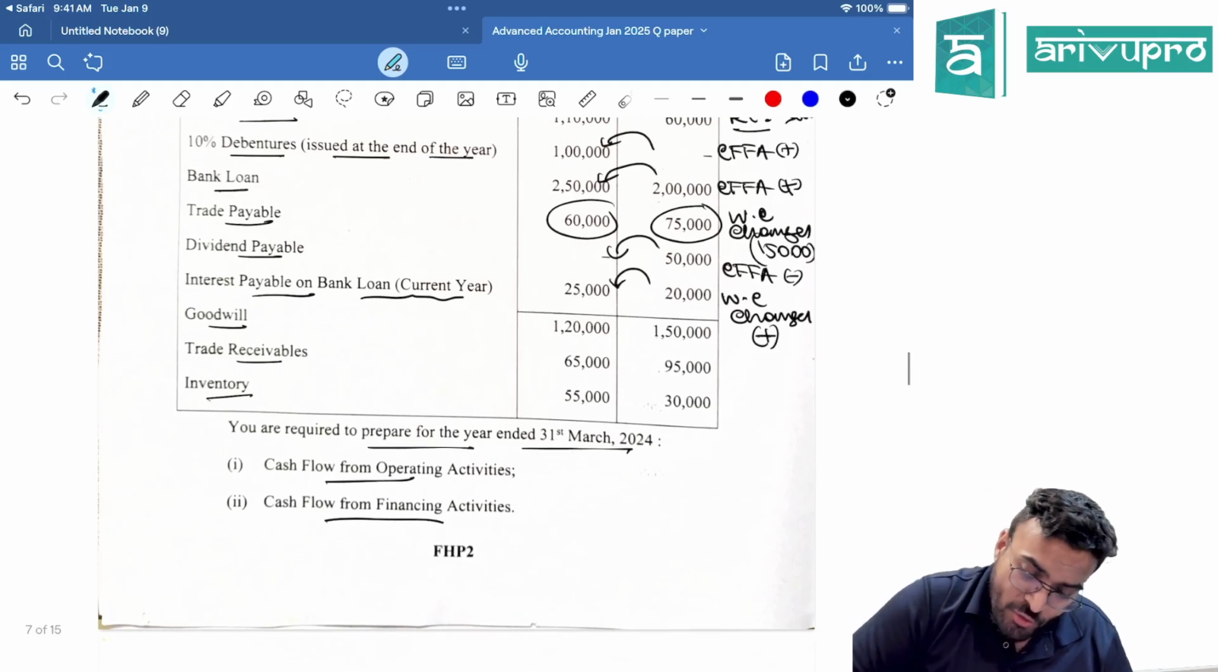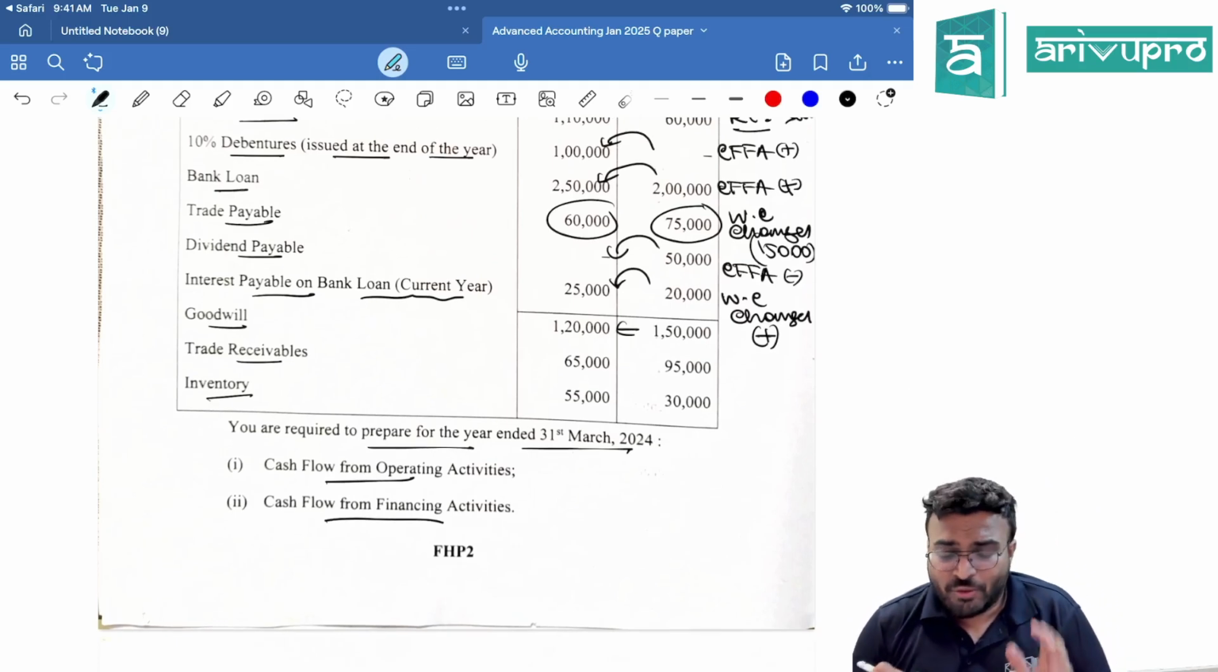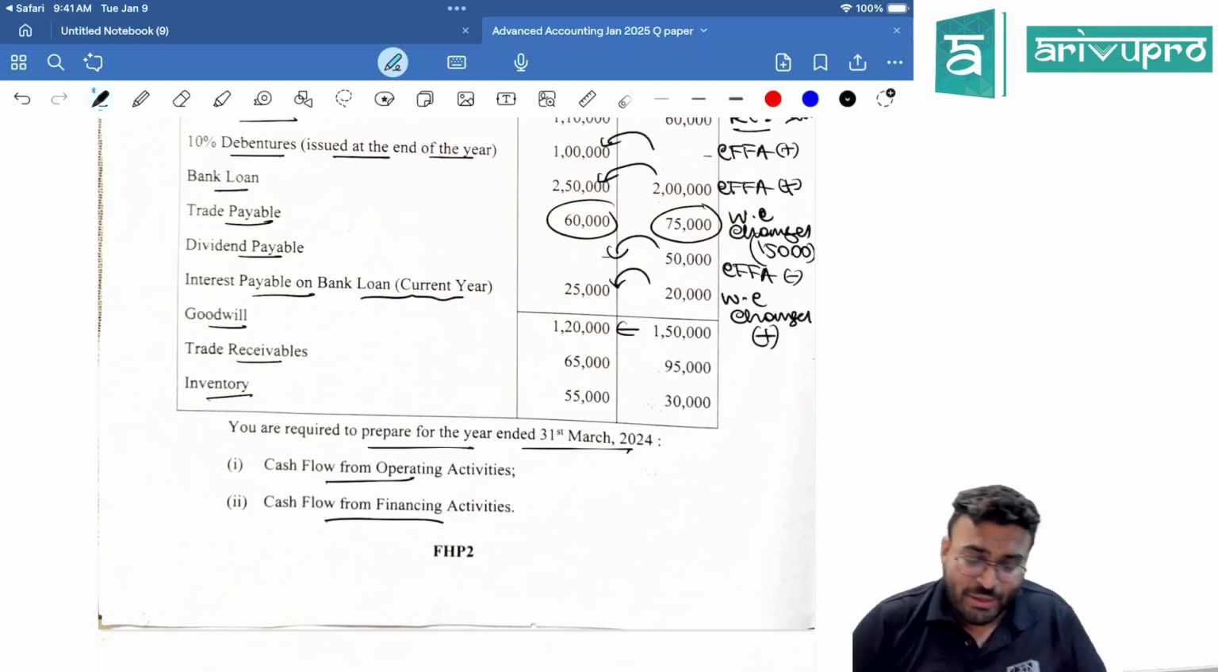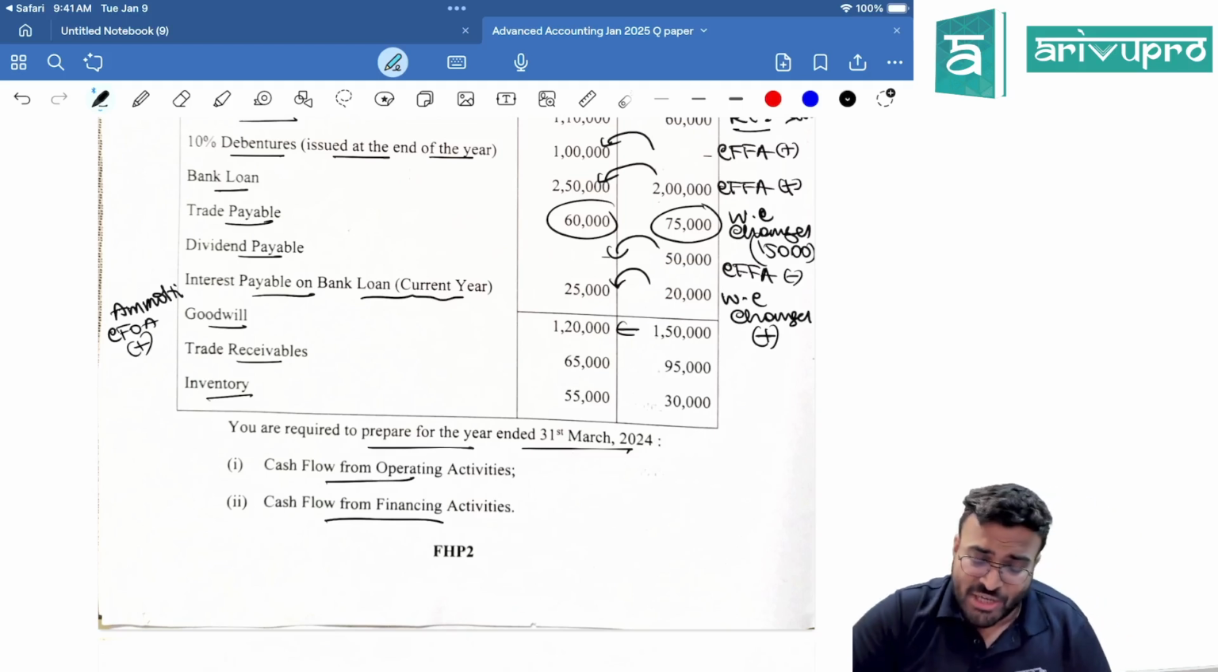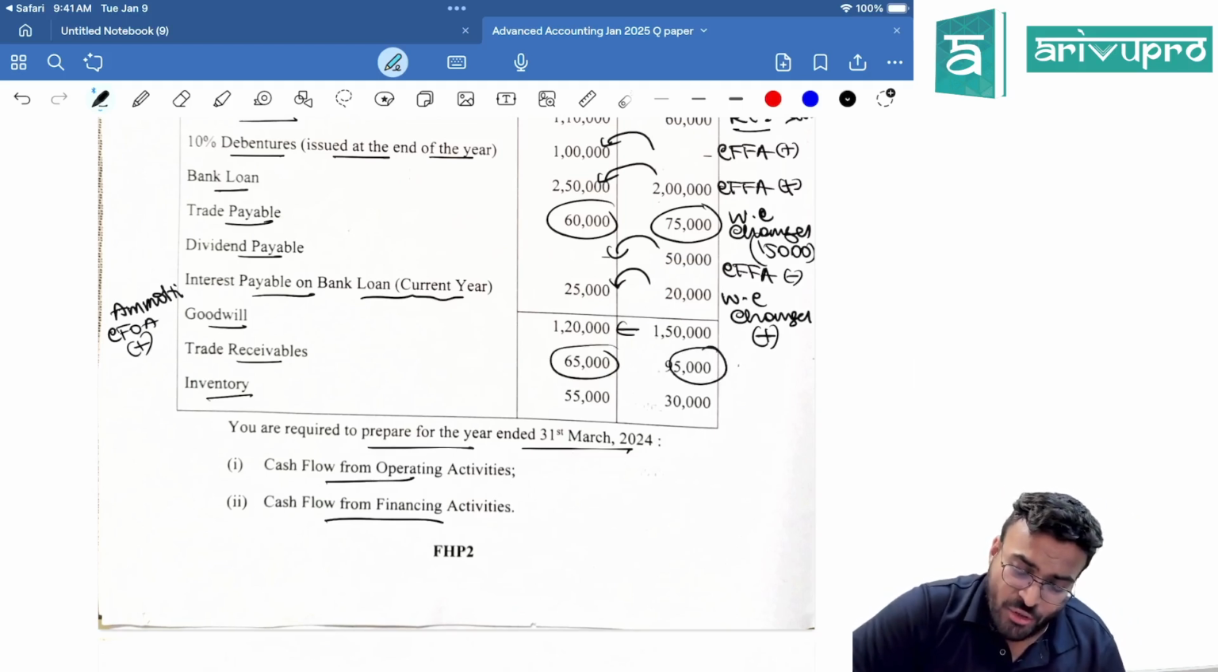Plus goodwill, it has nothing to do. It will go into 1,50,000 became 1,20,000. This is basically amortization. Amortization, cash flow from operating activity, you're going to add back because it is non-cash item. Trade receivable has gone down. So in working capital changes, you're going to add. Inventory has gone up. So in working capital changes, you're going to minus.